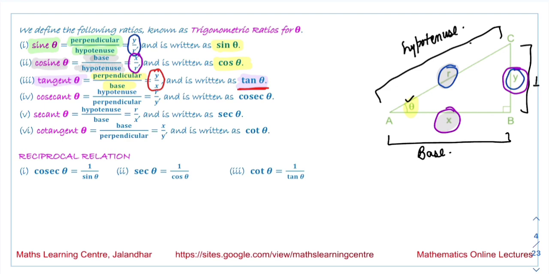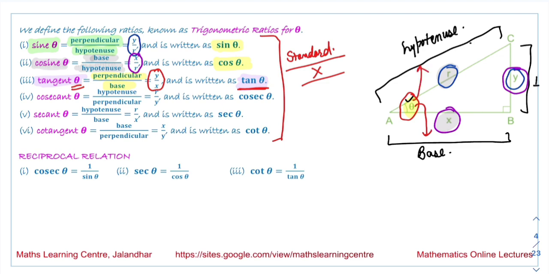These notations and definitions are standard definitions. You cannot change anything in these definitions. It is not that you can change them according to your wish. These definitions are fixed: tangent is defined as perpendicular over base. So in this figure it is y over x. We are talking about tangent theta, where theta is this angle. Corresponding to this angle, this is the base and this is the perpendicular, and that is why the value is y over x.